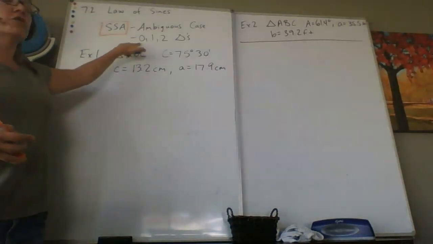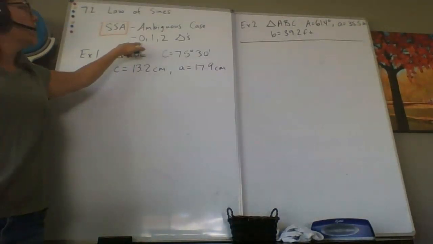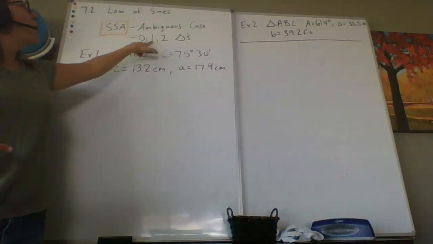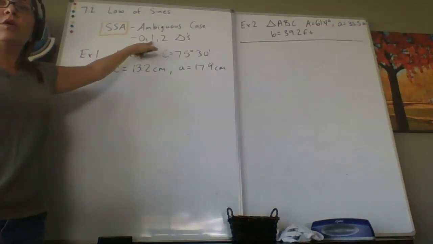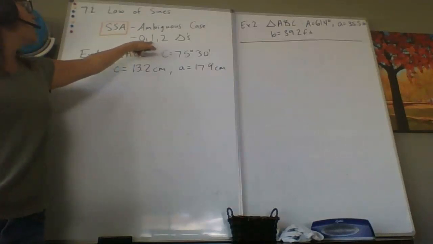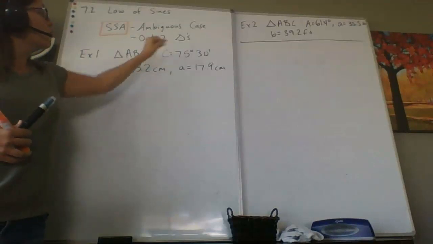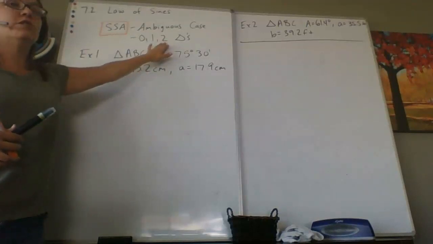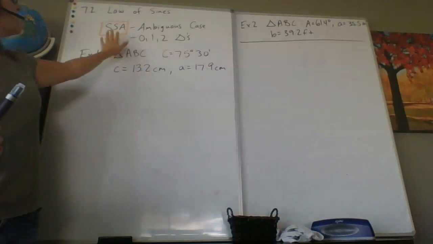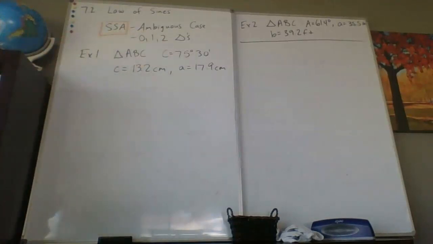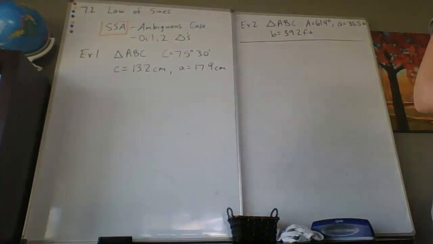We can get no solutions, meaning no triangles exist with this given information. We can get a unique solution, which is what we normally get. Everything that we did in 7.1 gave us one solution. And then the strangest is when we get two different triangles that both satisfy the given information. So let's take a look. Be sure to note that the only time you need to be worried about these ambiguous cases is when you're given two sides and the angle that's not in between them.